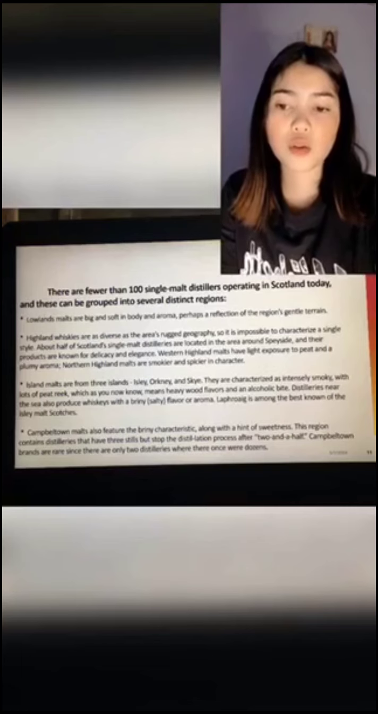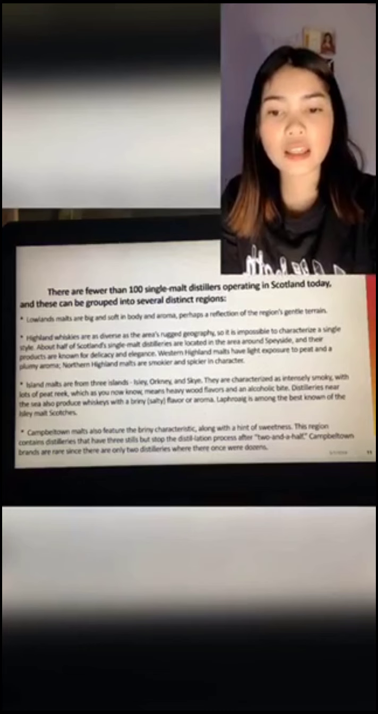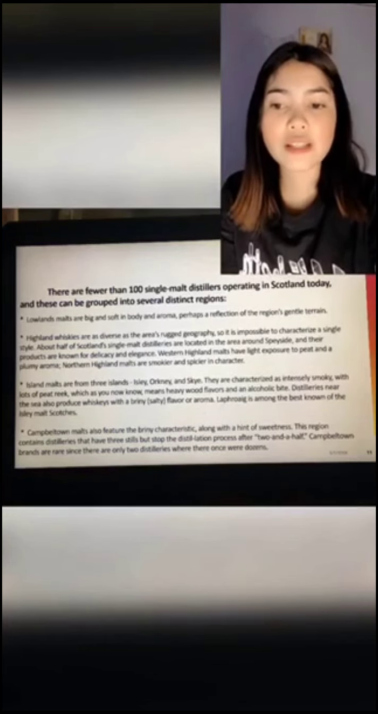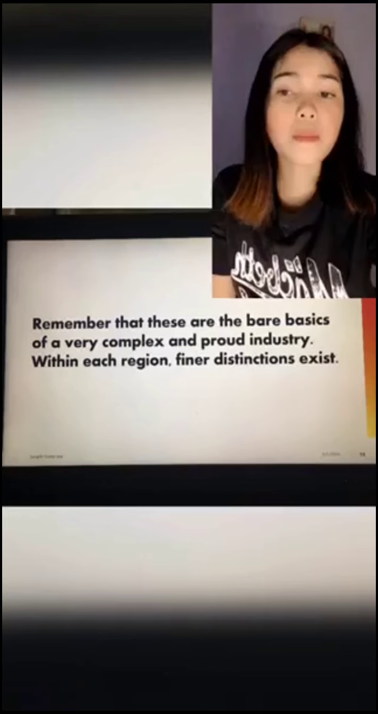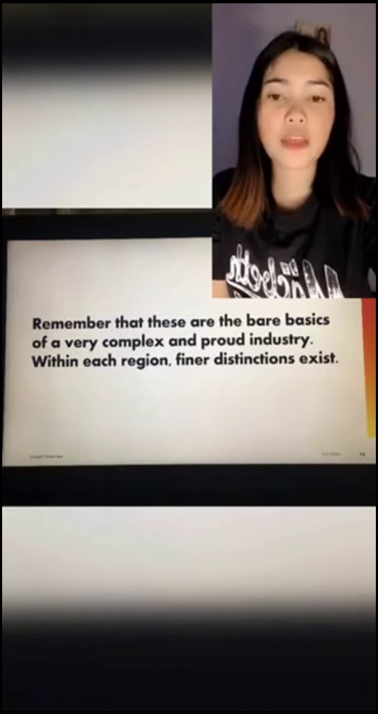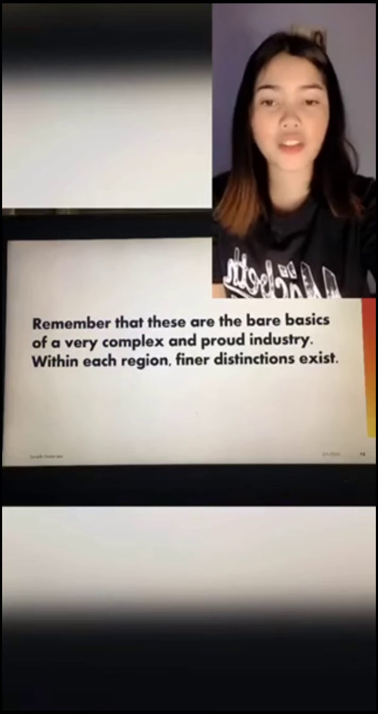Campbeltown malts also feature a briny characteristic, along with a hint of sweetness. The region contains distilleries that have three stills but stop the distillation process after 2.5. Remember that these are the bare basics of a very complex and proud industry. Within each region, finer distinctions exist.